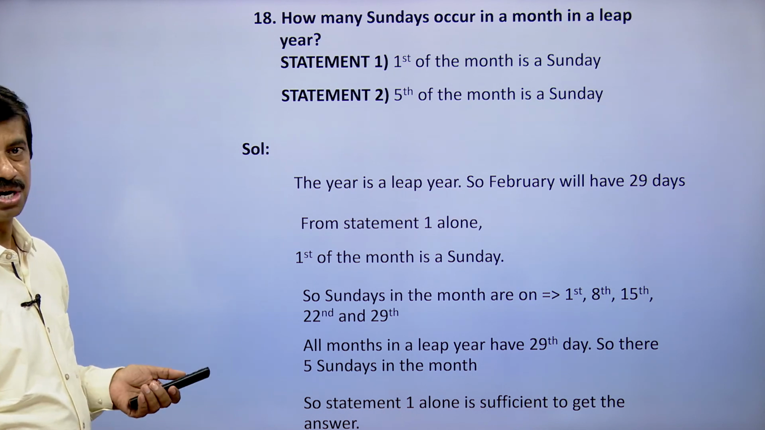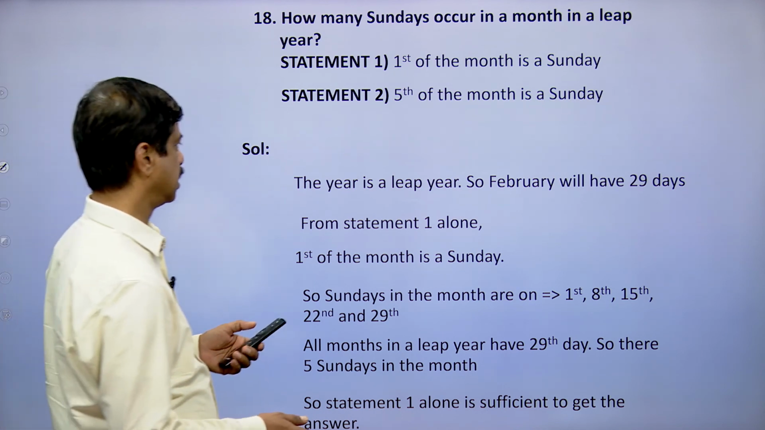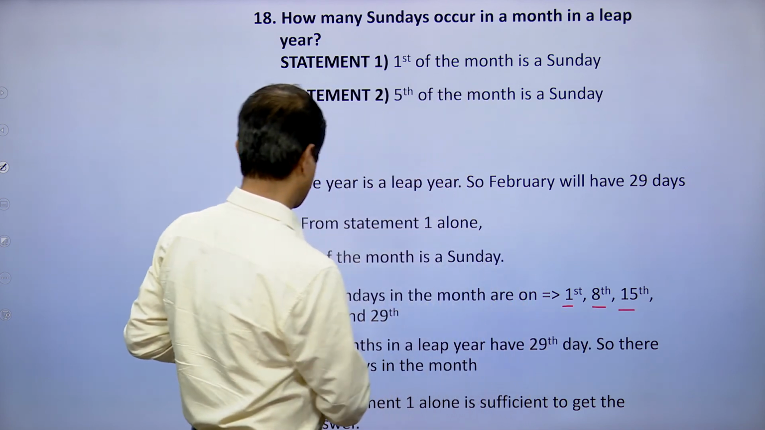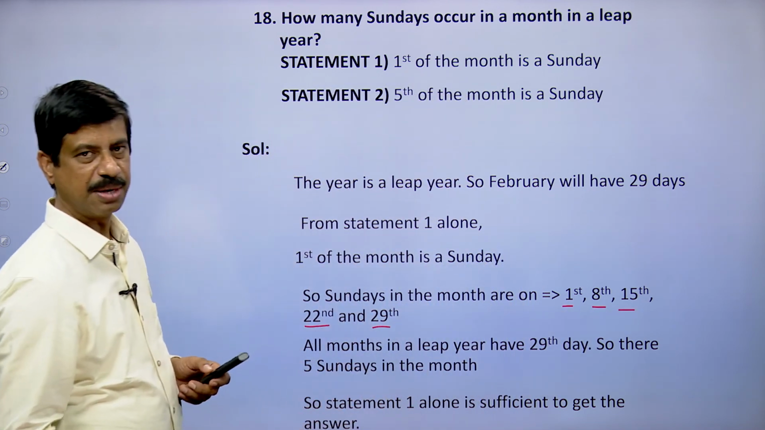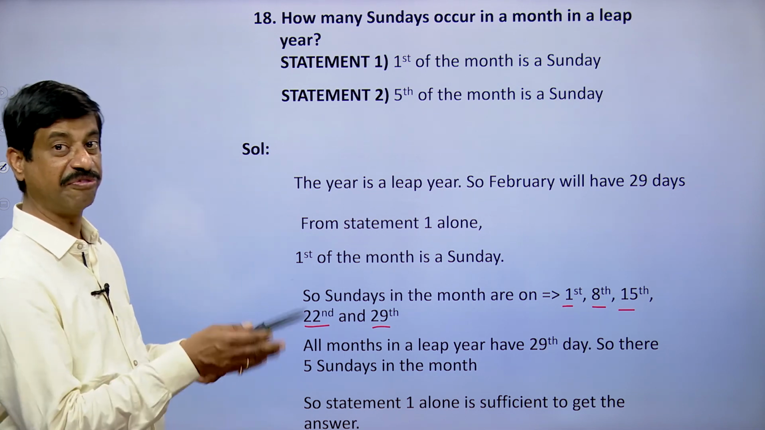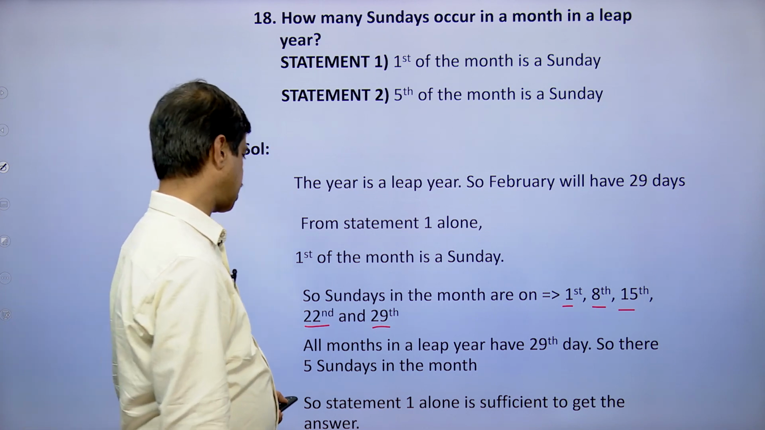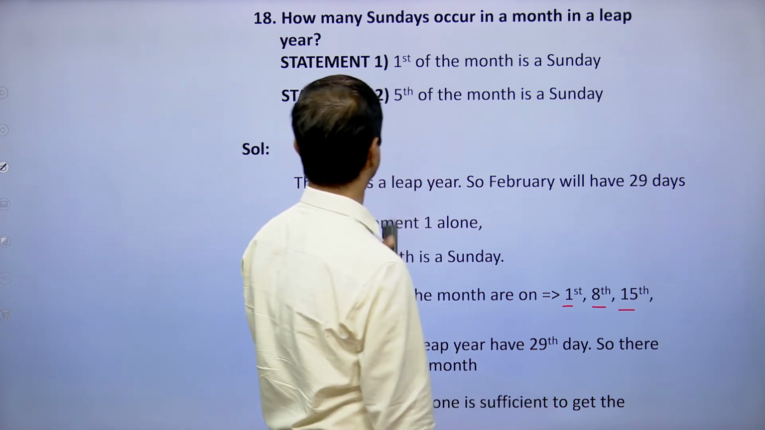So, whichever month he did not state, we have all these dates: 1, 8, 15, 22 and 29. So, compulsorily there will be 5 Sundays in any month you take if that month's first day is Sunday. So, statement 1 alone is sufficient to get the answer.